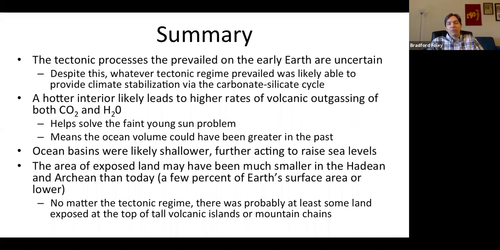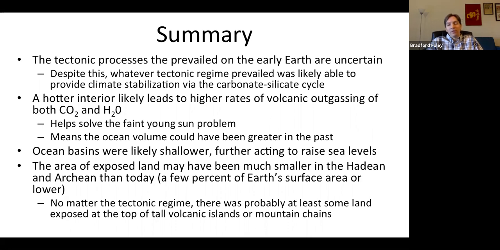And it also means that there's probably a larger volume or mass of water at the surface in the past than there is today. At the same time, ocean basins might have been shallower due to the buoyancy of plates we would expect on the early Earth, and that further acts to raise sea levels. So summing that together to think about the area of exposed land, it was probably much less in the Hadean and Archean than today, maybe even just a few percent of Earth's surface, or even potentially lower, was exposed land. But I doubt that there would have been no exposed land at all, right?